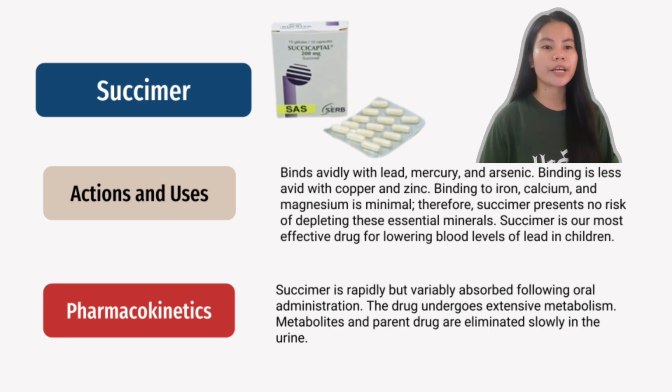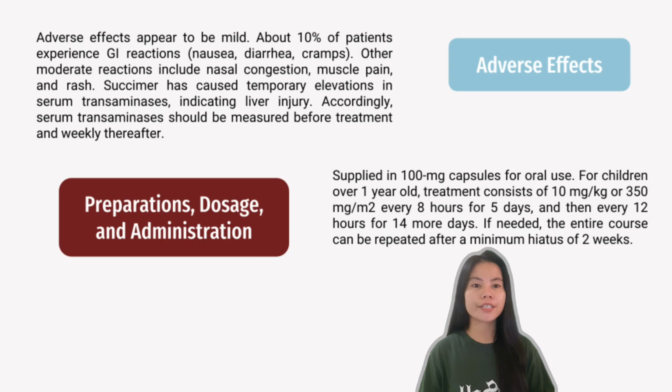Pharmacokinetics. Soximer is rapidly but variably absorbed following oral administration. The drug undergoes extensive metabolism. Metabolites and parent drug are eliminated slowly in the urine. Adverse effects appear to be mild. About 10% of patients experience GI reactions such as nausea, diarrhea, and cramps.